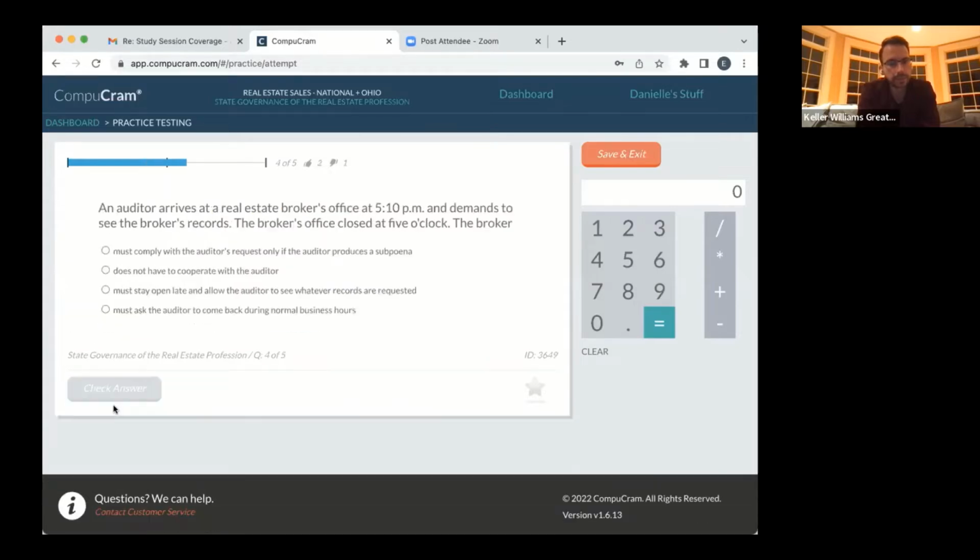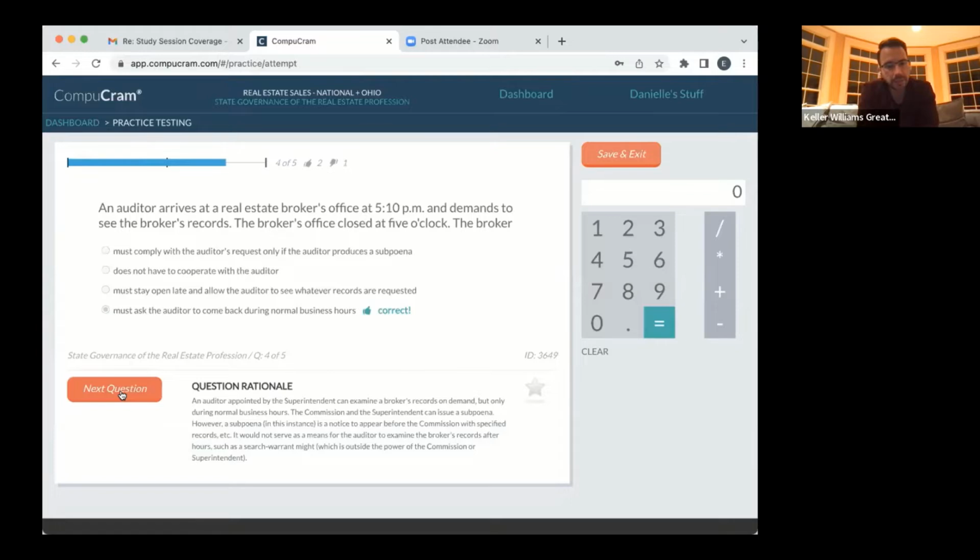There we go. Next question. An auditor arrives at a real estate broker's office at 5:10 p.m. and demands to see the broker's records. The broker's office is closed at 5 o'clock. The broker: A, must comply with the auditor's request only if the auditor produces a subpoena; B, does not have to cooperate with the auditor; C, must stay open late and allow the auditor to see whatever records are requested; or D, must ask the auditor to come back during normal business hours. I believe this one is going to be a D. That is correct.